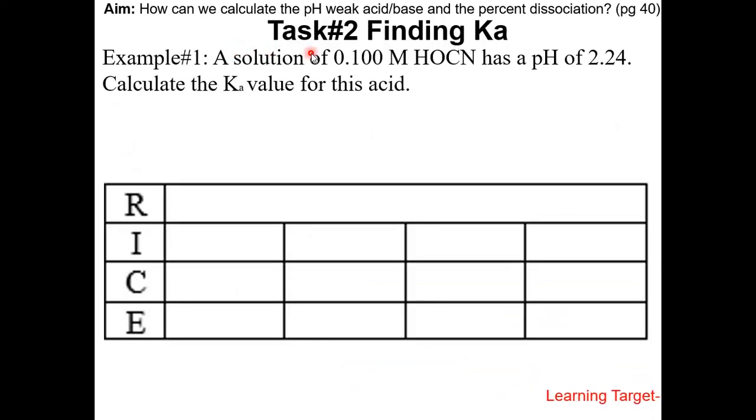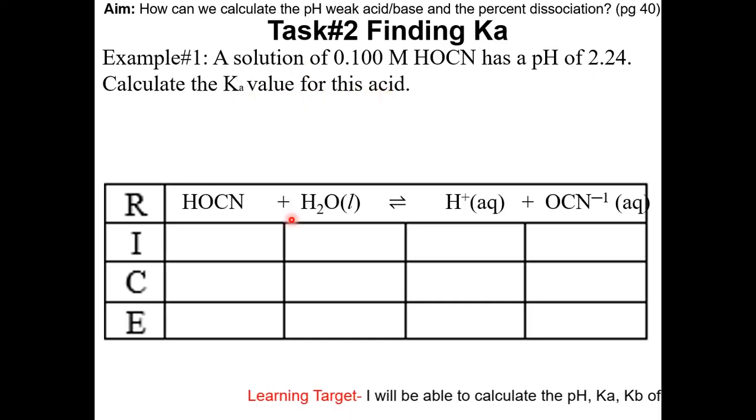For task number 2, we'll be solving for the Ka given the pH. Example number 1. A solution of 0.1 molar of HOCN has a pH of 2.24. Calculate the Ka value of this acid. The first step is to write out the chemical equation of HOCN, which is a weak acid. The next step is to write out the Ka expression.